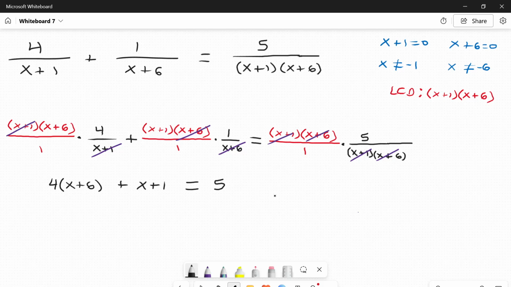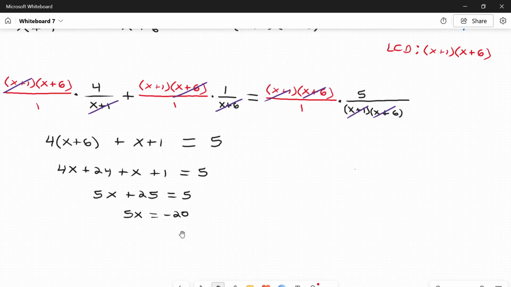Great. I'll do some distributing. 4 times x plus 6 becomes 4x plus 24, and then plus x plus 1 equals 5. Combine like terms, 5x plus 25 is equal to 5. Subtract the 25, we get 5x is equal to -20. And then, let me scooch down a little bit, divide by 5. We will get x equals -4. So that should be my answer.